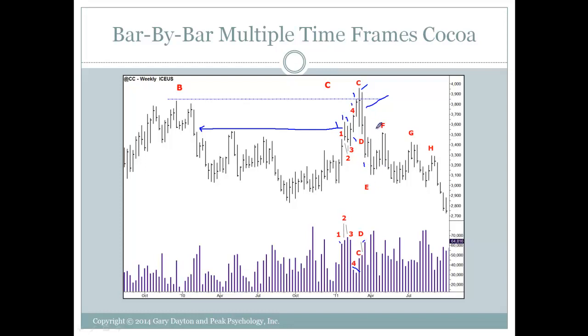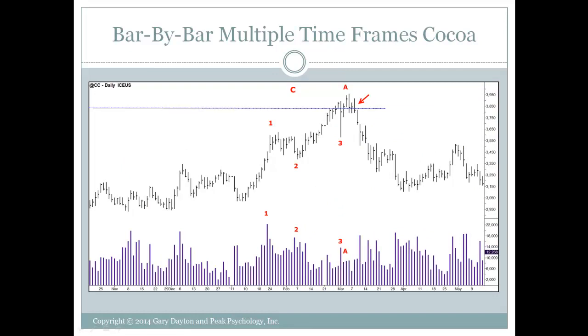And then we get a couple of no demand tests up in here, but particularly at G, you have a very nice opportunity to enter on the weekly chart, okay, if you were trading off of the weekly in this market. Let's drop down to the daily chart to see what's happening here.